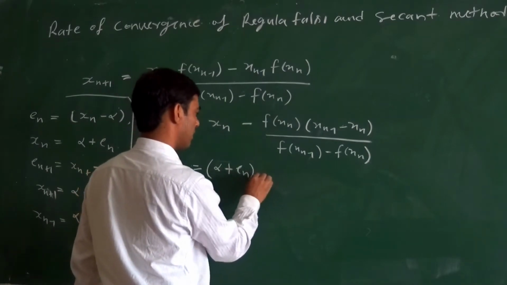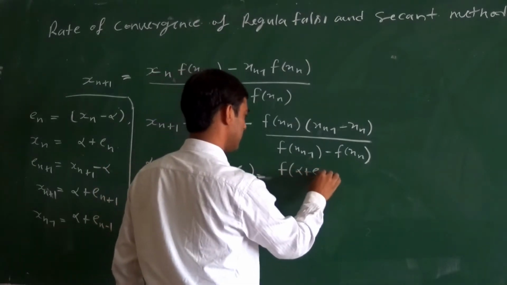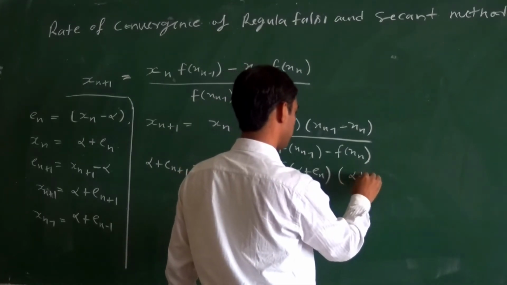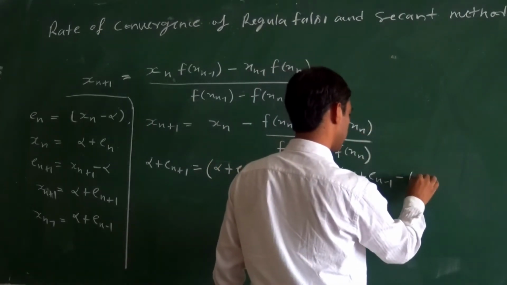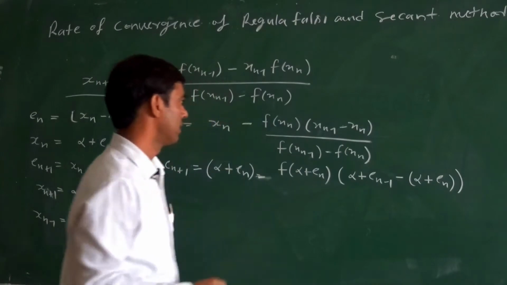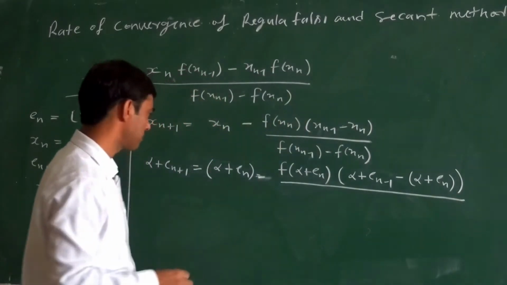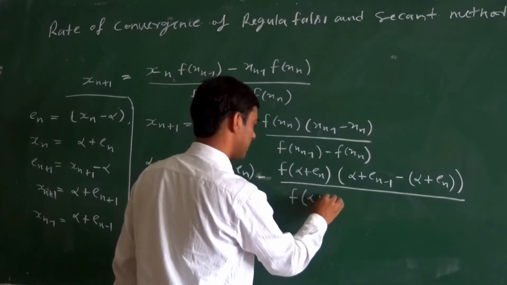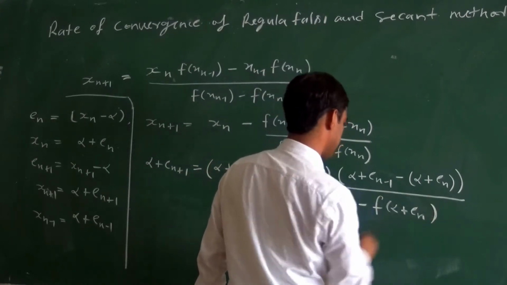Minus, what is the value of f(x_n)? f(x_n) is f(alpha plus E_n), and x_{n-1} is what? Alpha plus E_{n-1}, minus, what is x_n? Alpha plus E_n. This one is the value for x_n. Now similarly, we write the value of f(alpha plus E_{n-1}) minus f(alpha plus E_n).